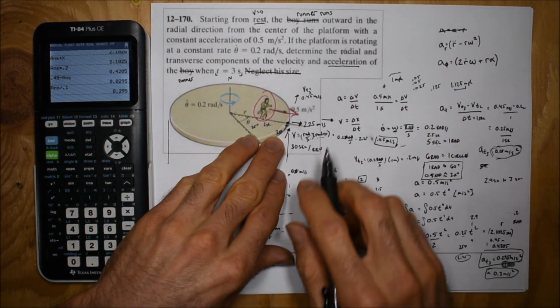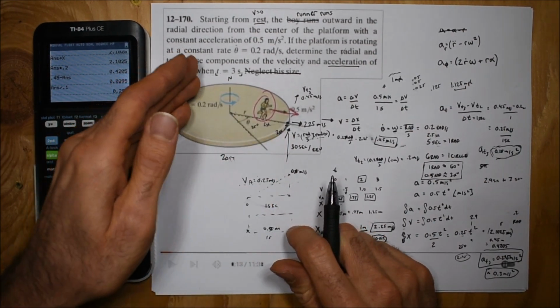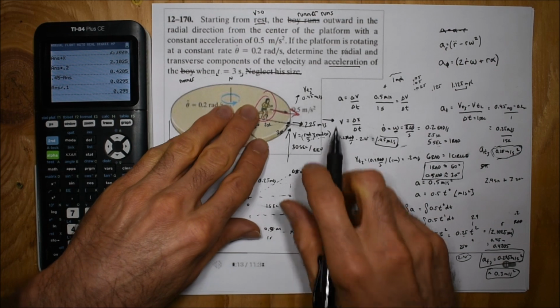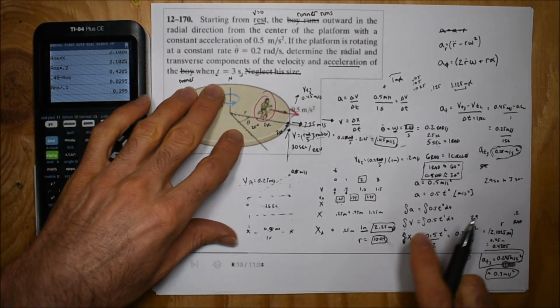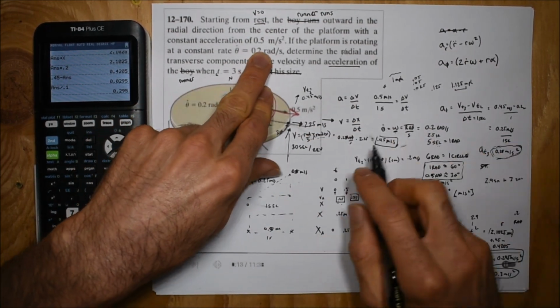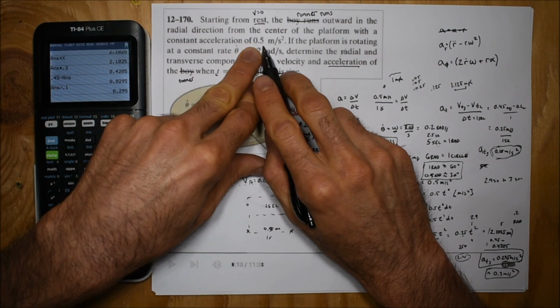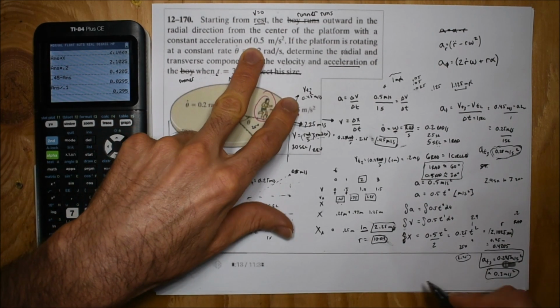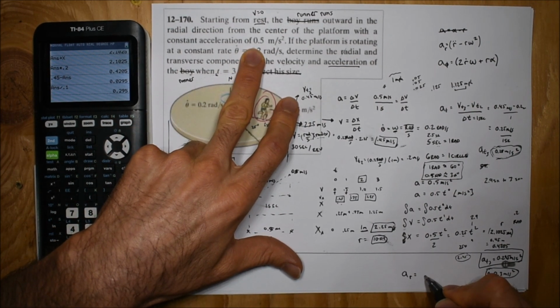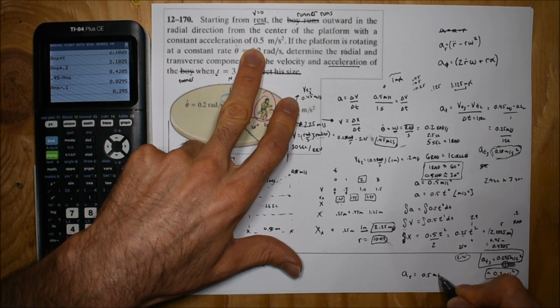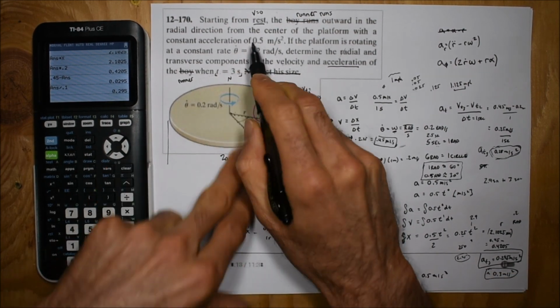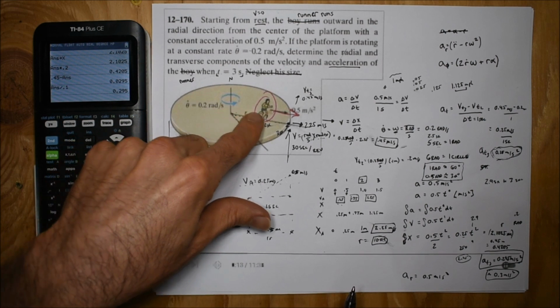So that was in the tangential direction. What's the acceleration in the radial direction? Well, it's just 0.25. So the acceleration in the radial direction is 0.5 meters per second squared, because they already give it to you. He's running at a constant speed.